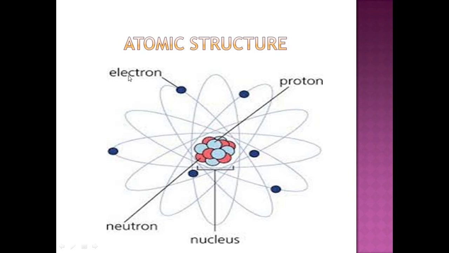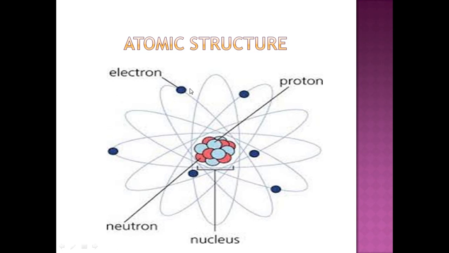Electrons are negative. So what about the nucleus itself? We said that the protons are positive and neutrons are nothing. So the nucleus is positive. Why? Because it contains positive protons.